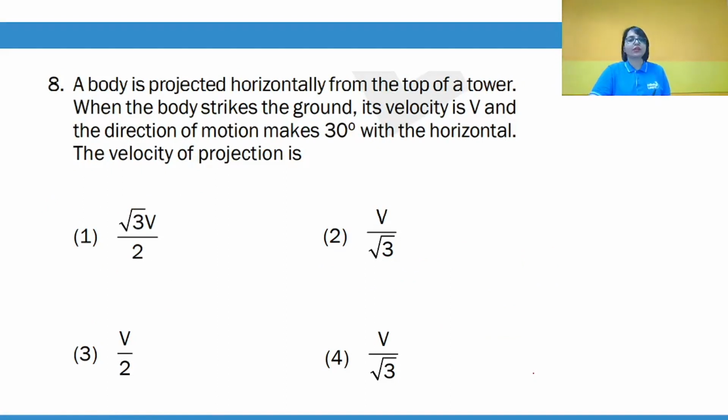Question number 8. A body is projected horizontally from the top of a tower. When the body strikes the ground, its velocity is v, and the direction of motion makes 30 degree with the horizontal. The velocity of projection is. So final velocity when it strikes the ground is v, and its direction of motion is 30 degree with the horizontal. So we know that for a projectile motion, the horizontal component of the velocity will remain constant. So basically, v cos 30 degree, which is v root 3 by 2, will be your correct answer.